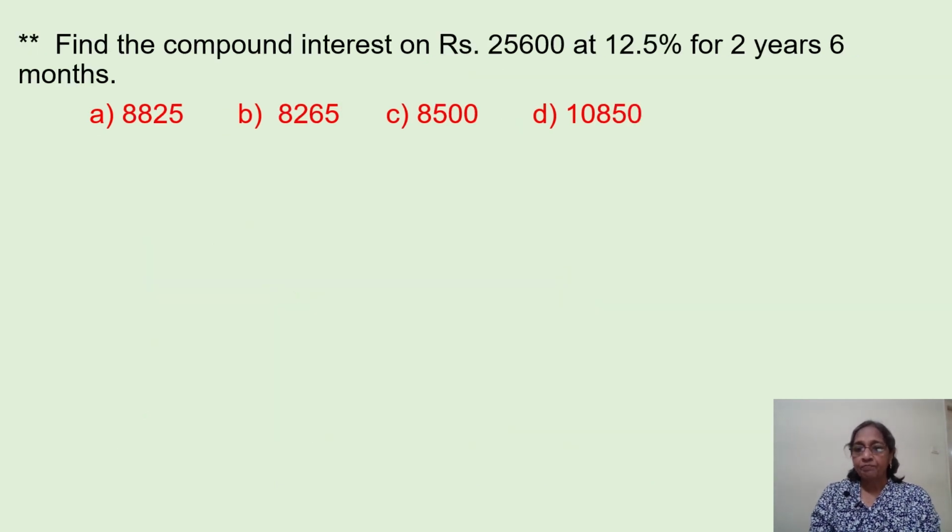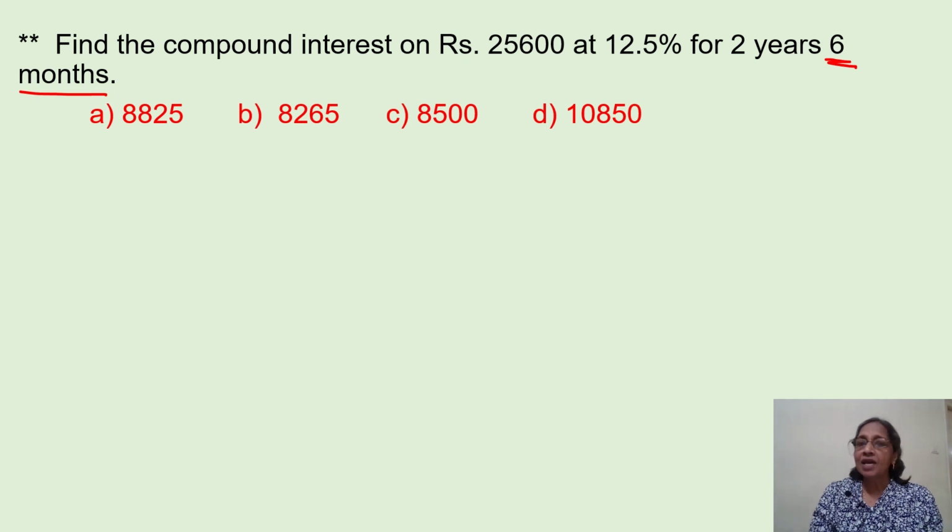Now this is a different type, where I have marked the star. Find the compound interest on rupees 25,600 at 12.5% for 2 years, 6 months. This is the first sum where the number of years are not complete. What I mean by not complete is that you are given some months and some years. So we have 6 months here.